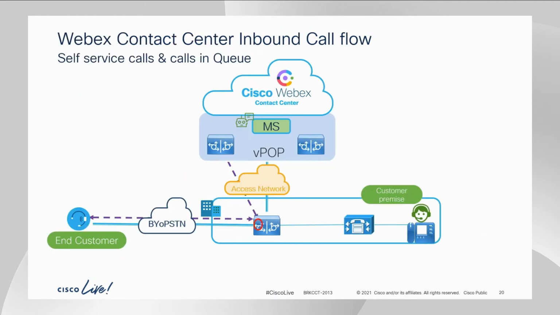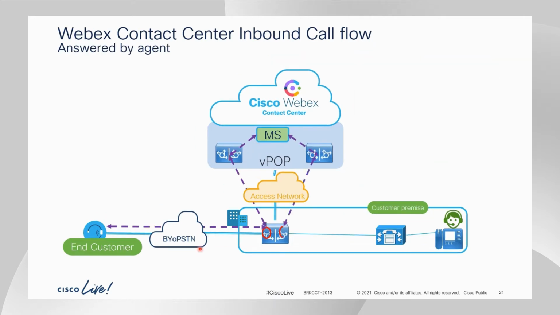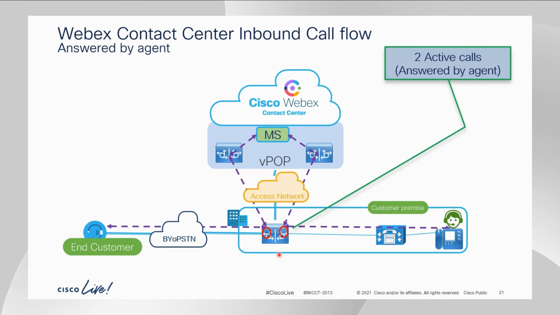So let's take a look at how call processing takes place in a typical 1.0 Webex Contact Center. When a call comes in from the end customer through the bring your own PSTN option to the customer premises deployed cube, the cube sends the call to VPOP, which treats it with the IVR, and at this stage we are using a single session on cube. Now the agent becomes available and accepts the call. We send the call to the agent via the same cube back to the premises from VPOP, and at this point for this call we are consuming 2 sessions on cube.